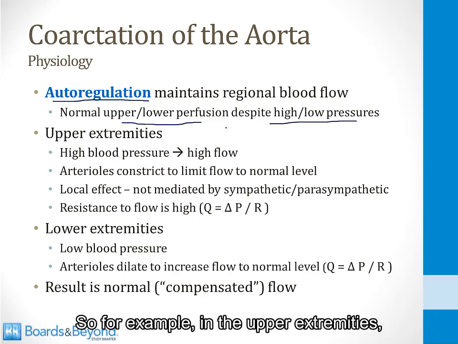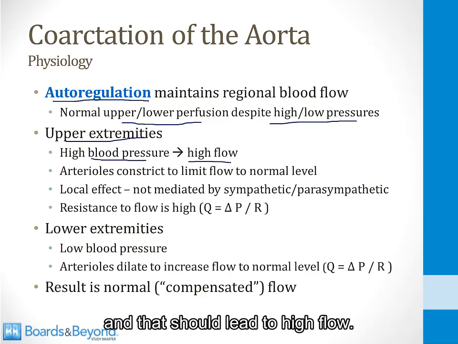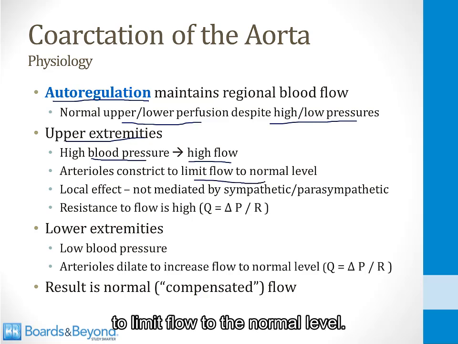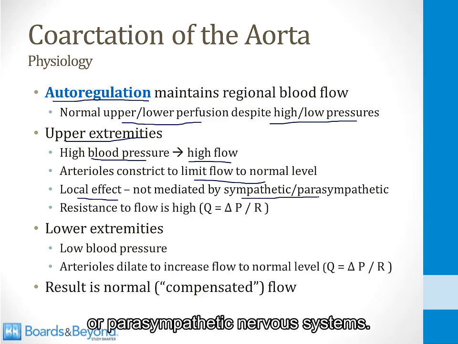So because of autoregulation, you can get normal upper and lower extremity perfusion despite the different high and low pressures. So for example, in the upper extremities, there is very high blood pressure, and that should lead to high flow. However, the arterioles will constrict to limit flow to the normal level. This is a local effect. It's not mediated by the sympathetic or parasympathetic nervous systems.